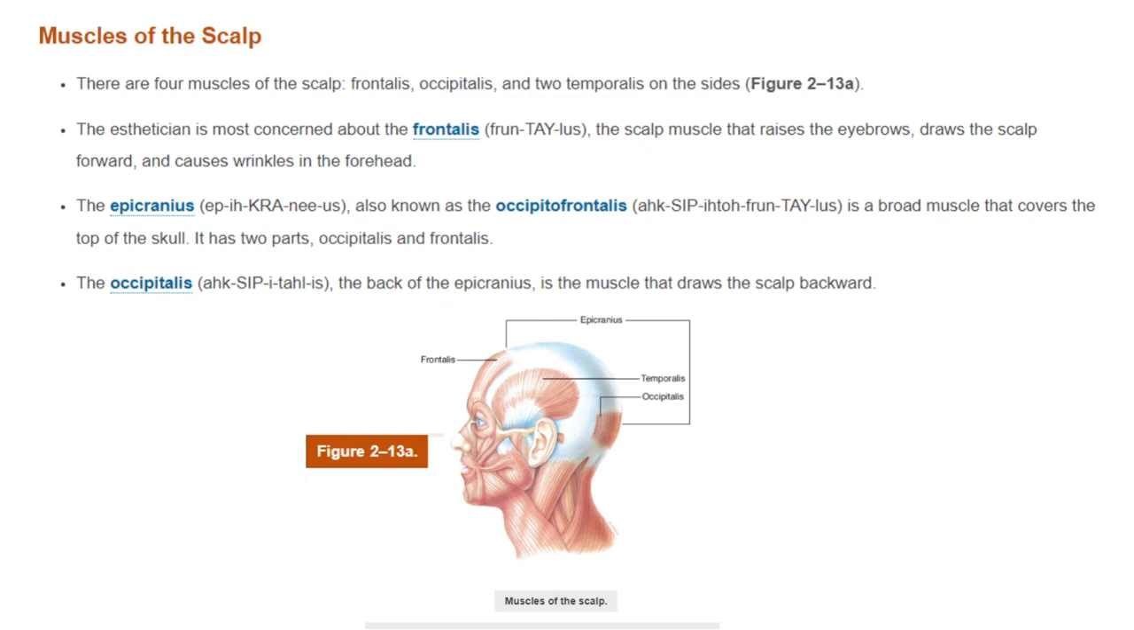There are 4 muscles of the scalp: frontalis, occipitalis, and 2 temporalis on the sides, Figure 2.13a. The esthetician is most concerned about the frontalis, the scalp muscle that raises the eyebrows, draws the scalp forward, and causes wrinkles in the forehead. The epicranius, also known as the occipitofrontalis, is a broad muscle that covers the top of the skull. It has two parts, occipitalis and frontalis. The occipitalis, the back of the epicranius, is the muscle that draws the scalp backward.